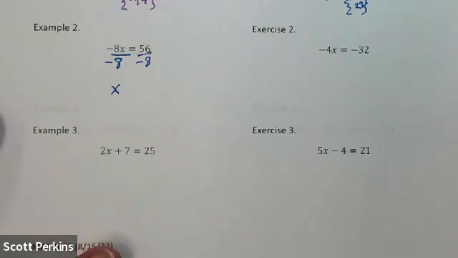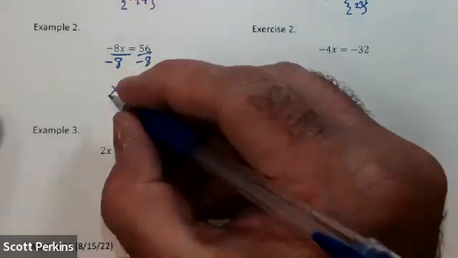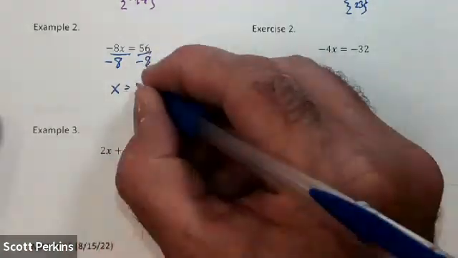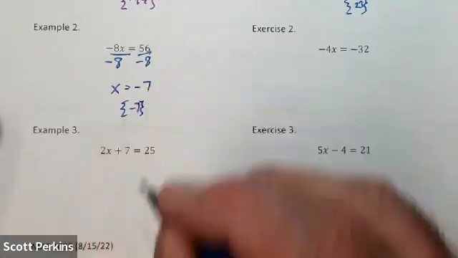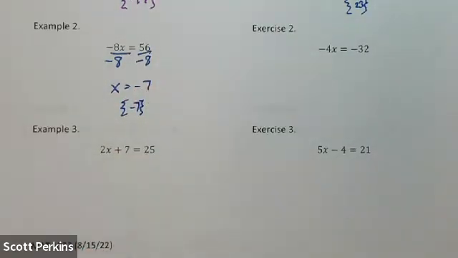You're welcome to write the 1. I don't care, but I don't because it's more proper in algebra to not write the 1. It's implied. 56 divided by -8 is -7. And there we go. There's my solution set, the set with a -7 in it. If you feel good about that, go to exercise 2 right next door. Same thing, just different numbers so that you get the experience of solving.